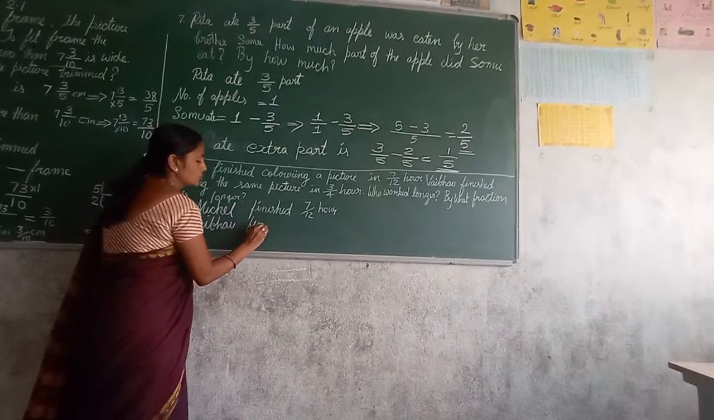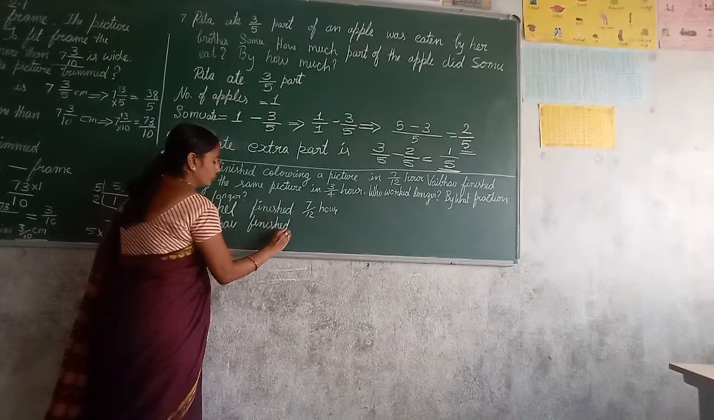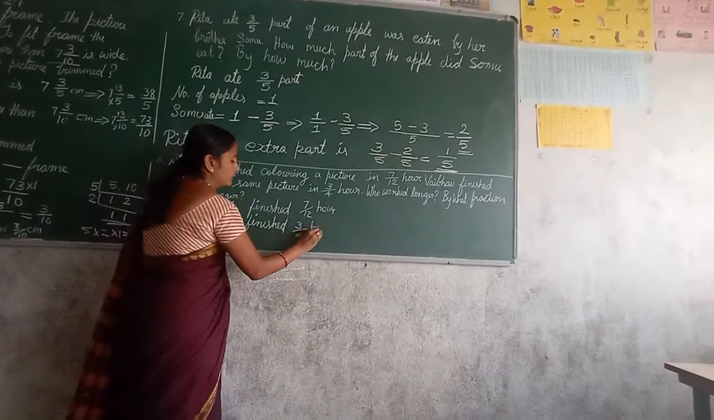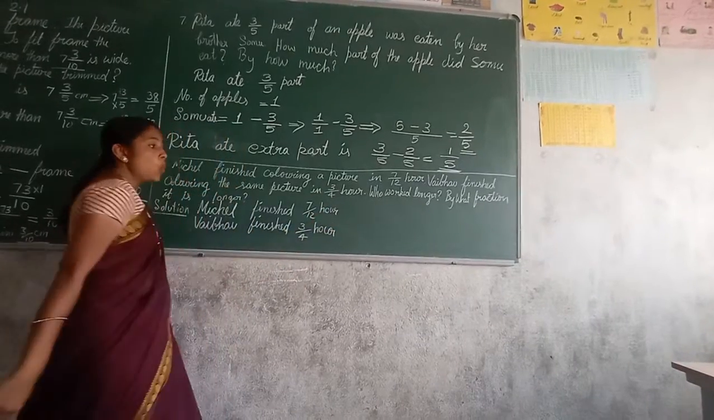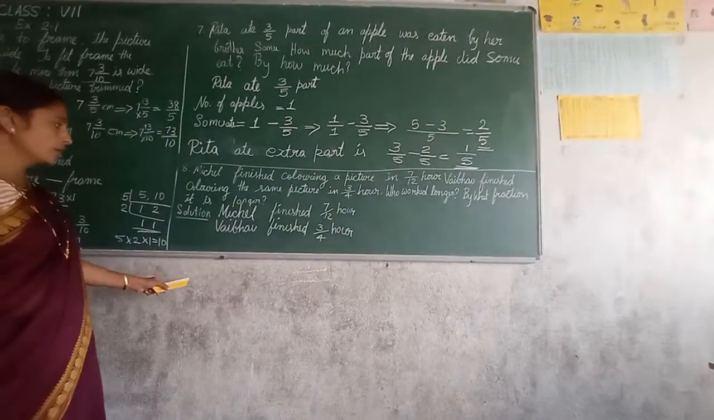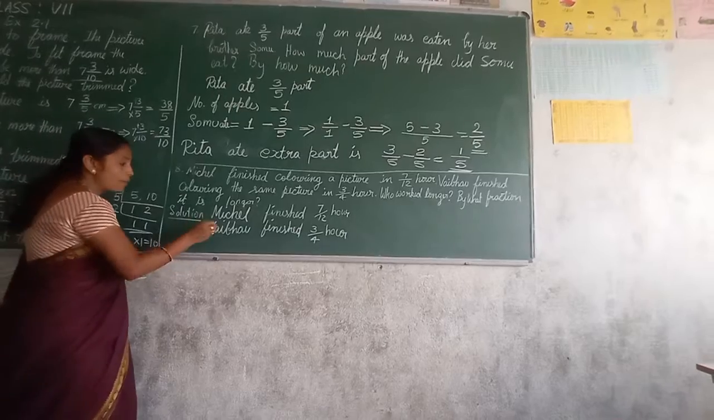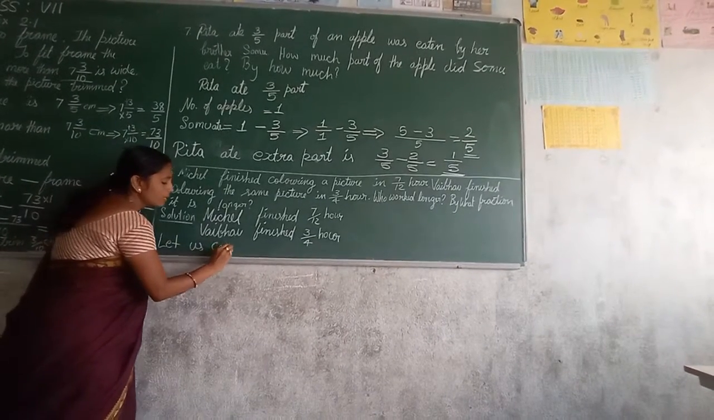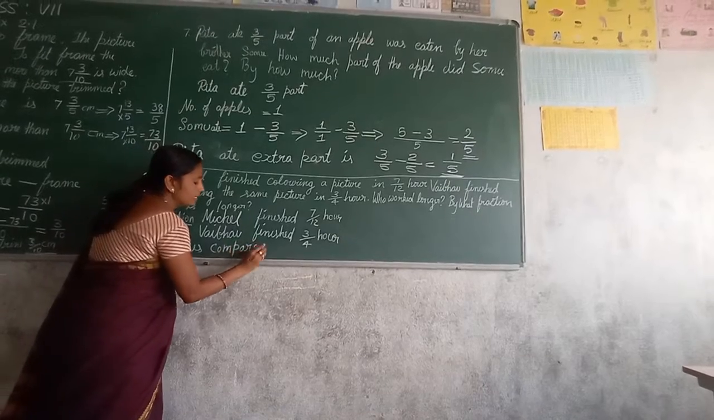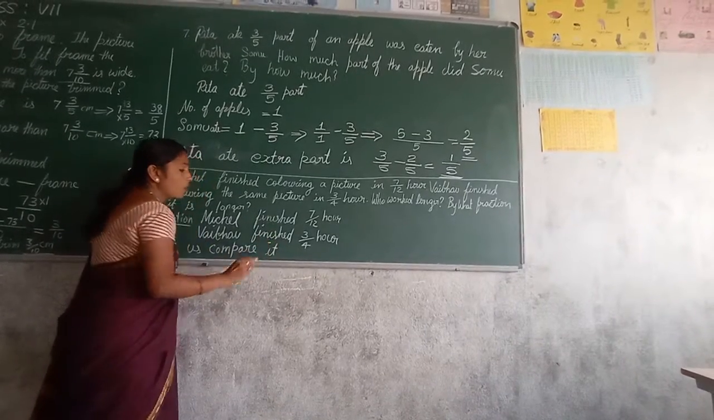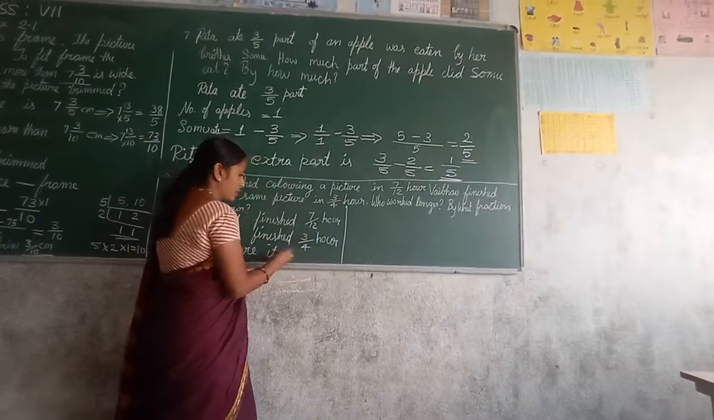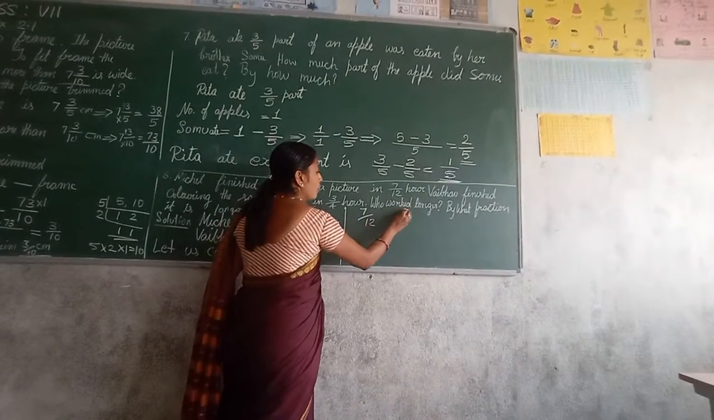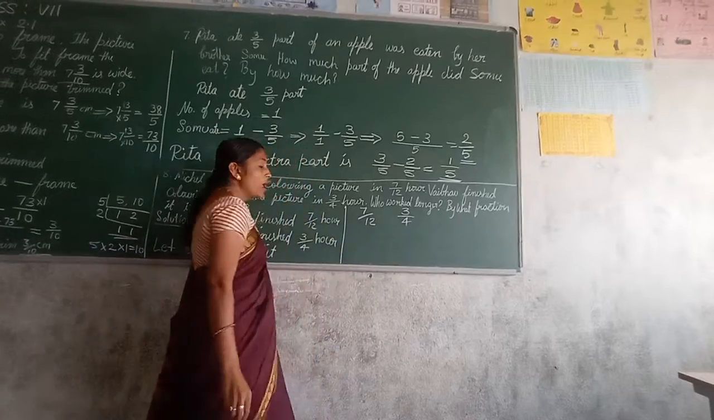Vaibhav finished. What is the time he took? 3/4 hours. Now, who worked longer? So now we have to compare. Let us compare the fractions. Now, I will go for the next step here. 7/12 and 3/4. How to compare?